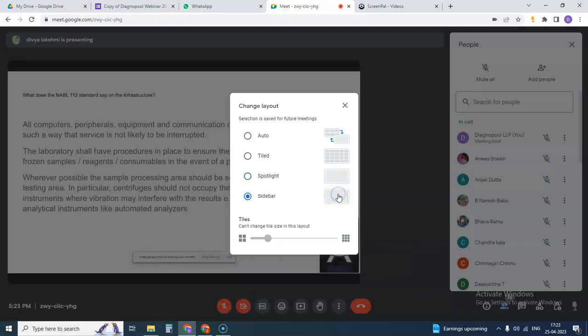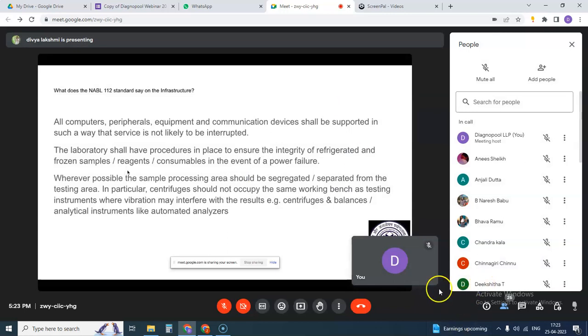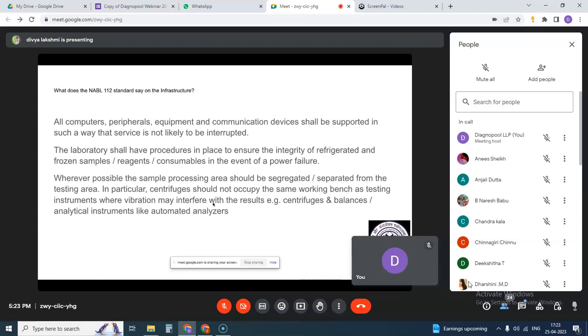If there are frequent power failures in the lab, you should make sure the integrity or the stability of the reagents or the frozen samples is maintained. Whenever possible, the sample processing area should be segregated, separate from the testing area. Centrifuges and the automated analyzers should not be kept on the same bench because the vibration caused by the centrifuge machine can affect the quality or the reports of the automated analyzers.